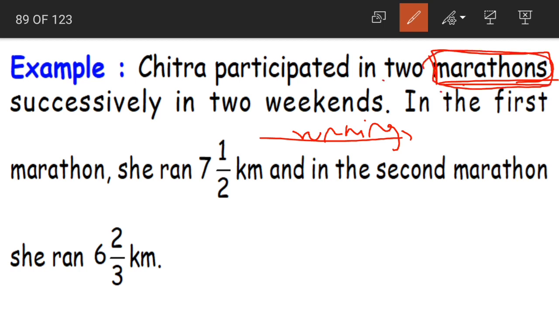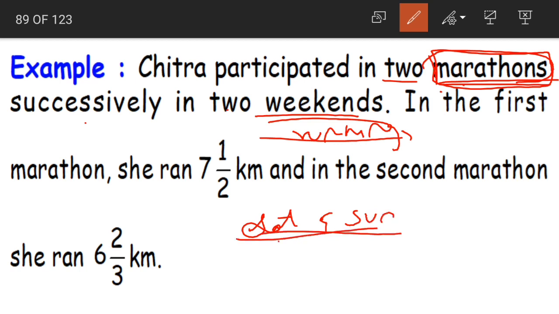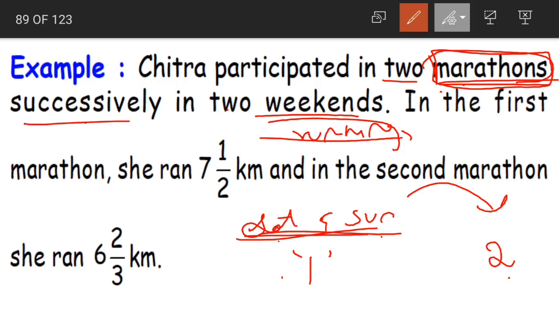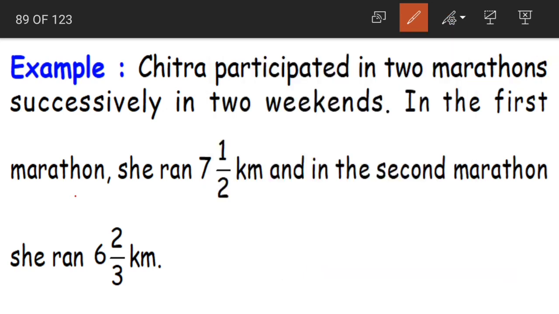Now what did Chitra do? Chitra participated in 2 marathons successively in 2 weekends. What is the weekend? Saturday and Sunday is called as a weekend, right? So in one weekend she participated in 1 marathon, and in the next weekend she participated in the other marathon. Successively means one after the other. This weekend and the next weekend. Now in the first marathon she ran how many kilometers? She ran 7.5 kilometers. Yes, and in the second marathon she ran 6 2 by 3 kilometers.